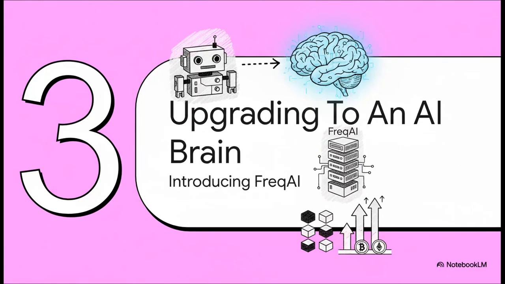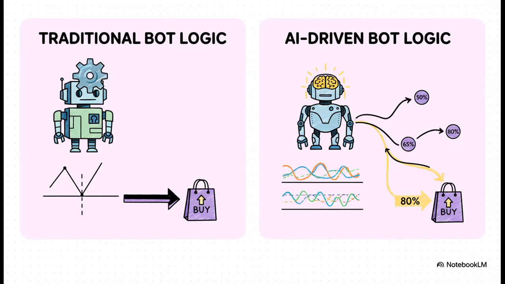Okay, so now we have a bot that follows some basic rules. That's a fantastic start for sure. But now it's time to make it truly intelligent. It's time to plug in that AI brain we talked about, FreqAI. And this slide really shows you the night and day difference. A standard bot, right? It just uses these rigid if-then rules. If this indicator is below 30, then I buy. That's it. But a FreqAI bot?